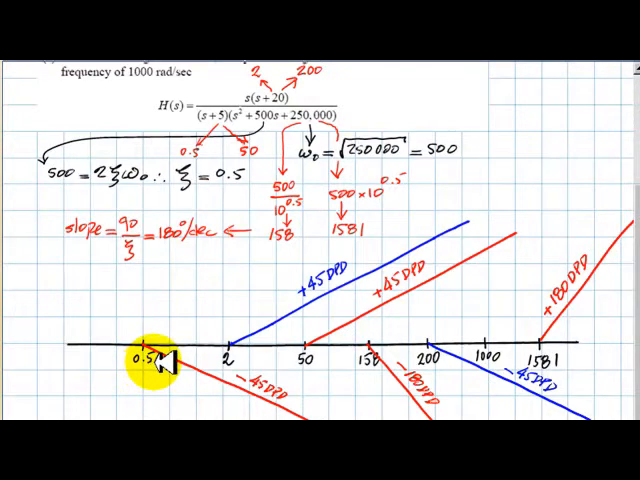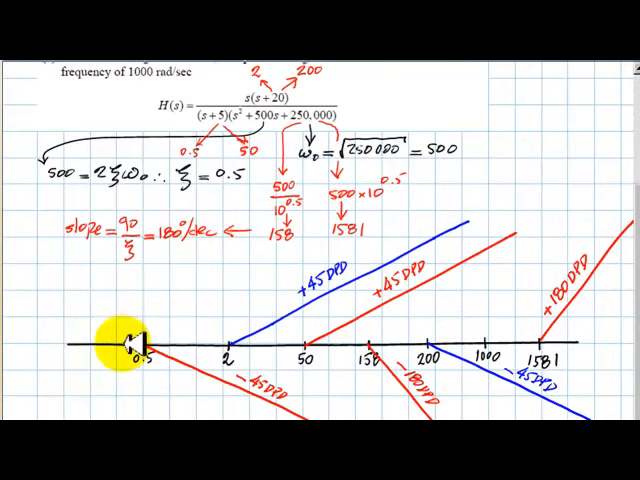I mark now each one of the knee points, 0.5, 50, 2, 200, 158 and 1581 on a scale with the contributions, of course. This one minus 45 degrees per decade and plus 45 degrees per decade, etc. At 158 and 1581 for this pair of complex conjugate poles, the slope is 180 degrees per decade. Downwards on 158, because those are poles, and upwards on 1581 radians per second with the same slope.